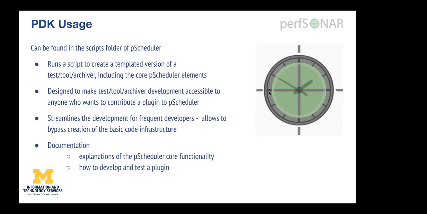So the general usage of the PDK, it can be found in the scripts folder of pScheduler. It runs a script to create a templated version of a test, tool, or archiver, and it includes the core pScheduler elements. So basically the stuff that you need to have an empty test, tool, or archiver run. On top of that, you can add in all of your own functionality that you want for your specific plugin. So it's designed to make this development more accessible to anyone who wants to contribute a plugin to pScheduler.